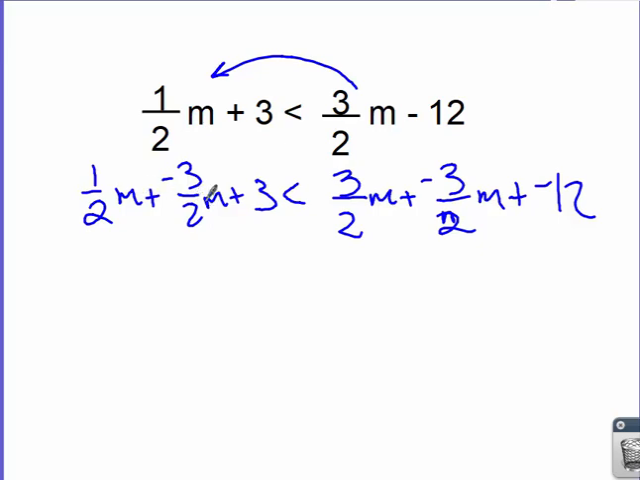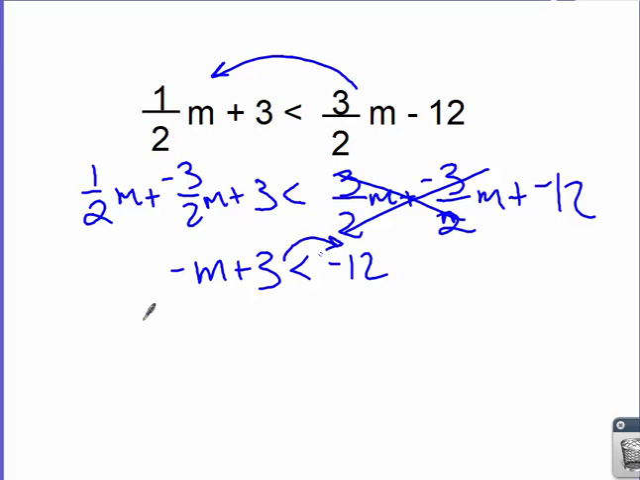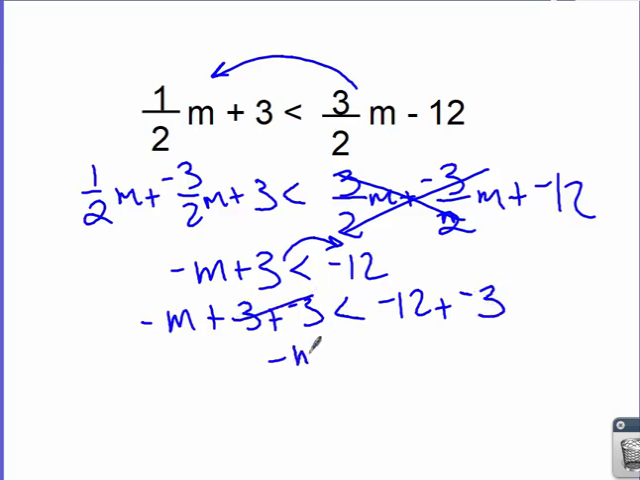So this actually ends up giving me -2/2, which is the same thing as -1. So what we have is just -m plus 3, because that is the 1 in front of the m. Okay, is less than, and then on this side, my 3/2 m's go away, and I'm left with -12. Now I move the 3 over to be with a -12, so -m plus 3 plus -3 is less than -12 plus -3. So these 3's go away, and I'm left with -m is less than -15.